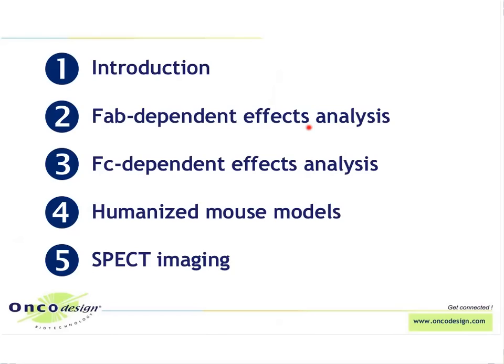Then this webinar will be divided into 5 different sections. The first will be a short introduction of the antibody and what kind of mechanism of action could be detected from an antibody therapy, and then 4 different aspects of the preclinical evaluation of this antibody. 2 based on mechanism of action mediated by FAB fragments or FC fragments, and the last 2 sections will be used of humanized mouse models for evaluation of antibody therapy and the use of SPECT imaging.